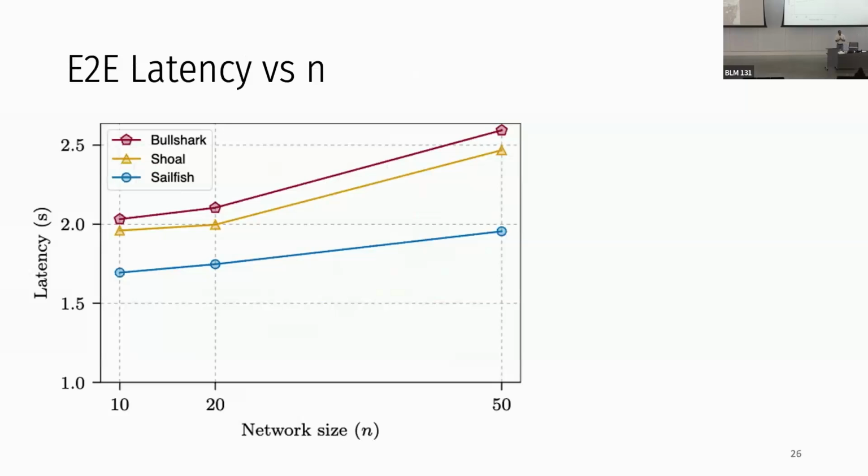And in terms of how it scales with respect to the number of parties, we conducted these experiments for different network sizes, 10, 20, and 50. And as you can see, everything that we said in terms of latency holds true as we scale n as well. On the y-axis, you have latency, and the blue line is always lower than the orange and the red line.